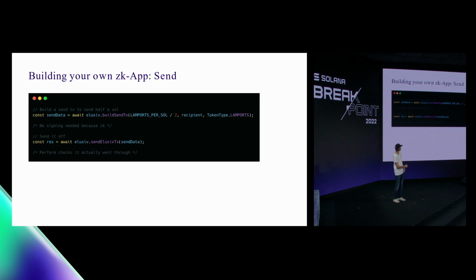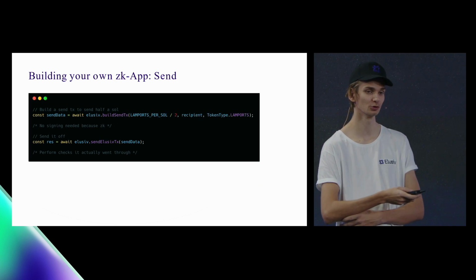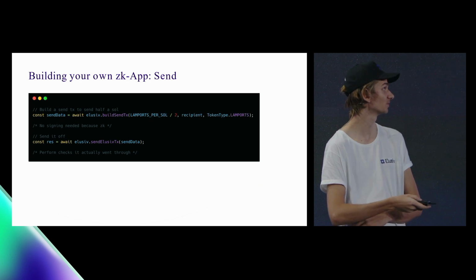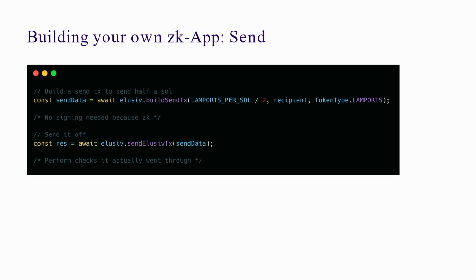Next, what can you do with your on-chain private balance? Well, the most straightforward thing that you can do is send money to someone else. And again, pretty straightforward as well. You have your Elusive instance here. You build a send transaction. You specify how much money you want to send, who you want to send it to, and what token type you want to send.